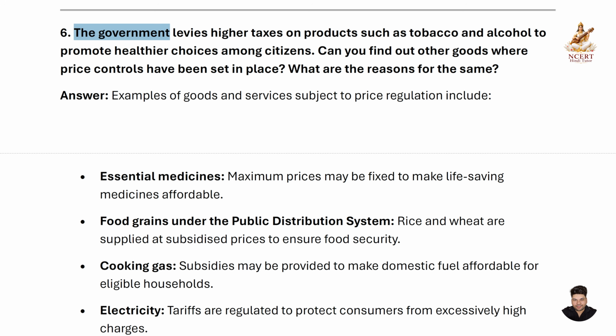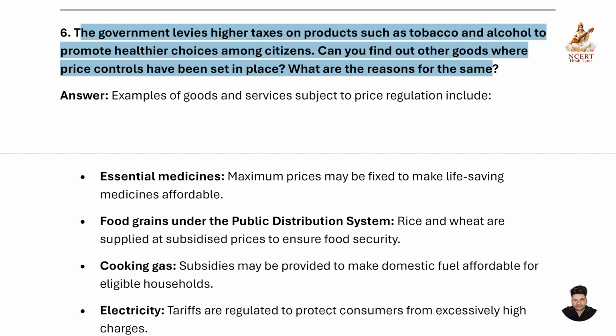Question 6. The government levies higher taxes on products such as tobacco and alcohol to promote healthier choices among citizens. Could you find out other goods where price controls have been set in place? What are the reasons for the same?